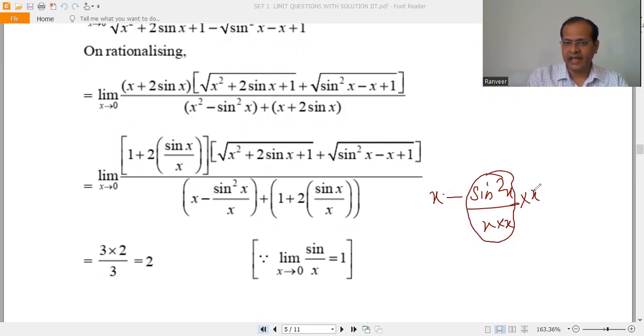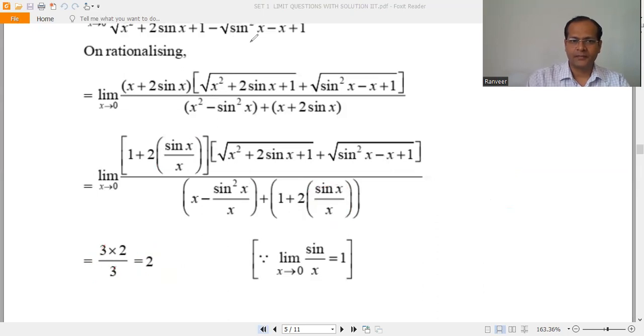So x minus x is 0. And this is 1 plus 2 and this becomes 1. So 2 plus 1 is 3. So this will cancel and the answer is 2. So in this way you can solve. I hope this is crystal clear for all of you.